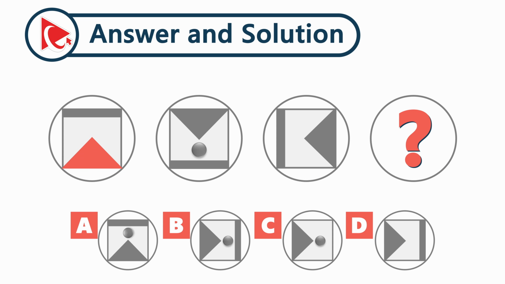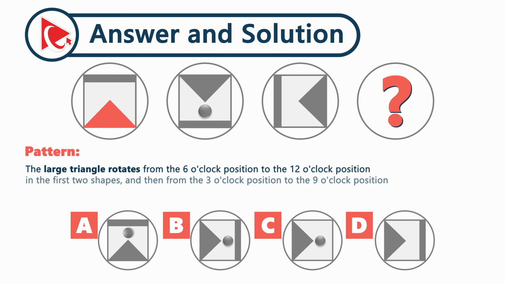Number 1 is the large triangle. Then we have a small circle. And then we have a small rectangle or thick line, depending how you want to look at this. Each element follows its own pattern. The large triangle rotates from the 6 o'clock position to the 12 o'clock position in the first 2 shapes, and then from 3 o'clock position to the 9 o'clock position in the 3rd and 4th shapes.